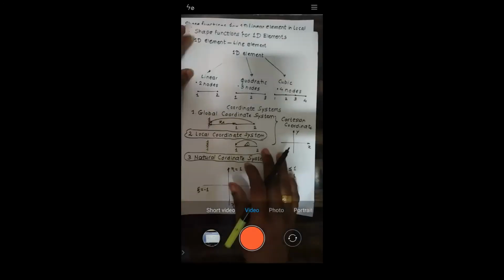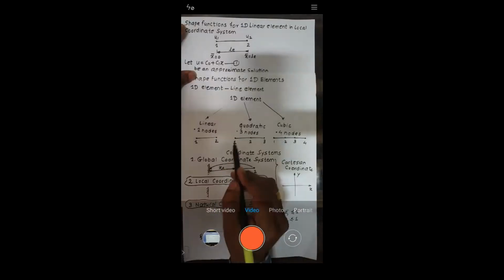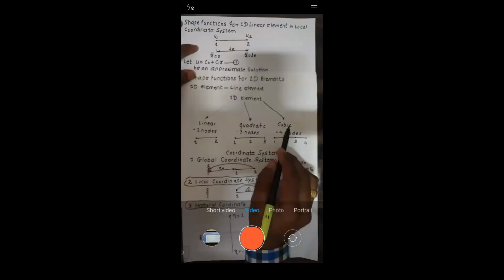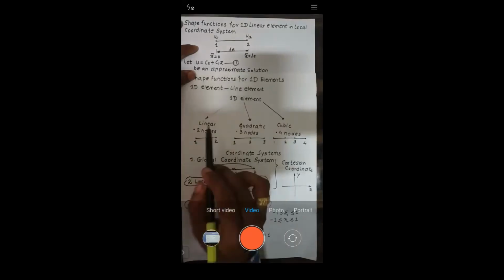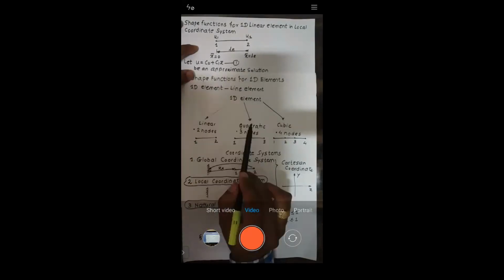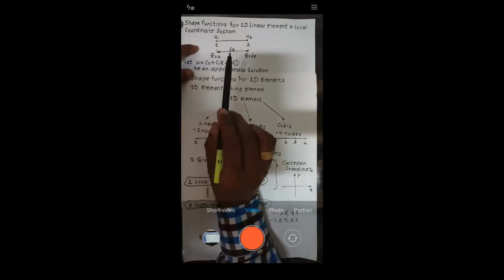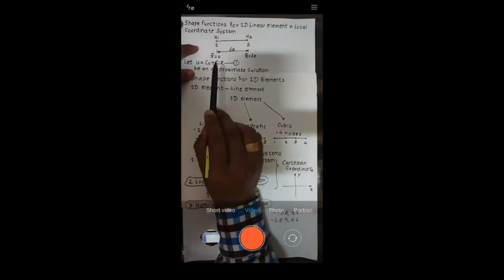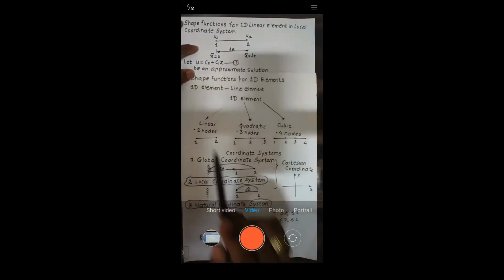The element is linear, so I'm taking the power of x as 1. If the element is quadratic, I need to take power of x as 2. If the element is cubic, the power of x should be 3. That means for linear element, I am writing C0 plus C1x. For quadratic, I should write C0 plus C1x plus C2x square. For cubic, I should write C0 plus C1x plus C2x square plus C3x cube. Is it okay? Yes, sir.